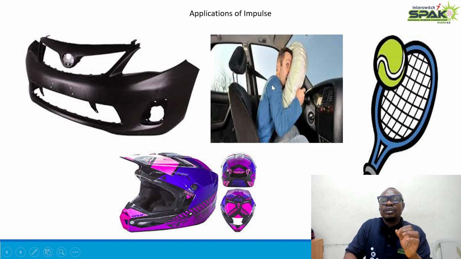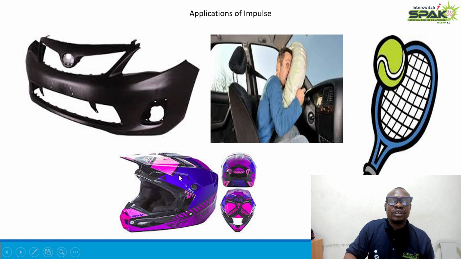So if the impact force is going to be less or is going to be reduced, it means that the damage or the harm that will be caused to the man will be reduced. So prolonged impact time will lead to reduction or shortening of the impact force, which will eventually reduce the damage on the object or anybody.